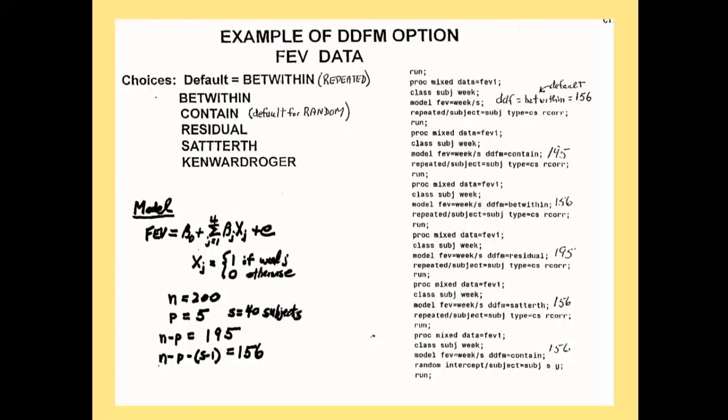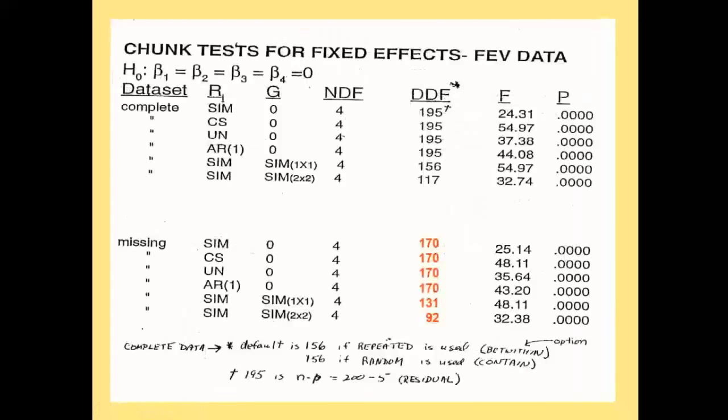Even though you can get it, if you don't say DDFM equals residual, you're getting some other things being used. Now, where does the 156 come from? How did I get 100? You notice there's 156 down here. Now just look at the model that's being done down here. There's a complete data set.